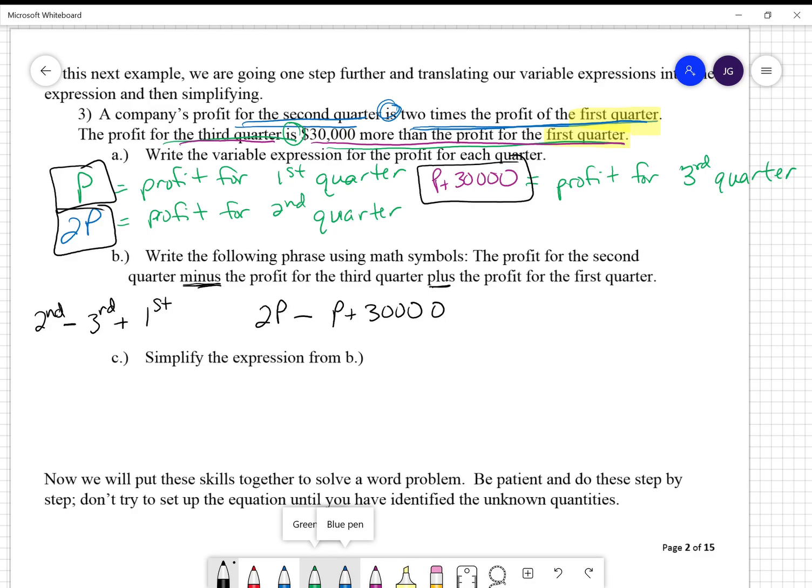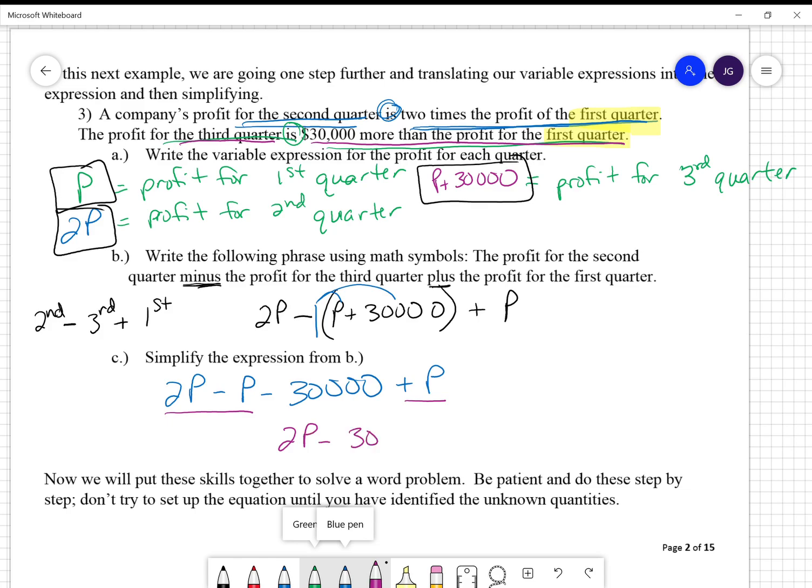So I have to be careful here. I don't want to subtract the P. I want to subtract the whole thing. So I have to use parentheses. Plus the first quarter is P. Second minus third plus first. Now I'm going to simplify, which means I'm going to have to distribute the negative. 2P minus 30,000 minus P, plus P. And I can combine my like terms. That will give me 2P minus P is 1P plus P is 2P minus 30,000.